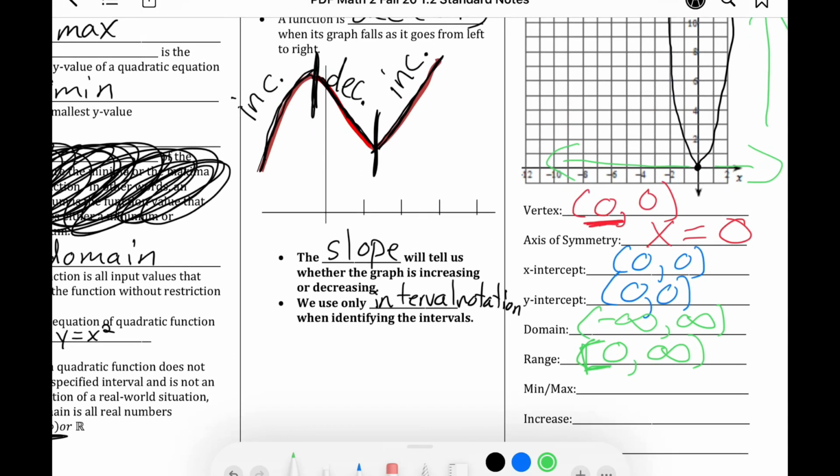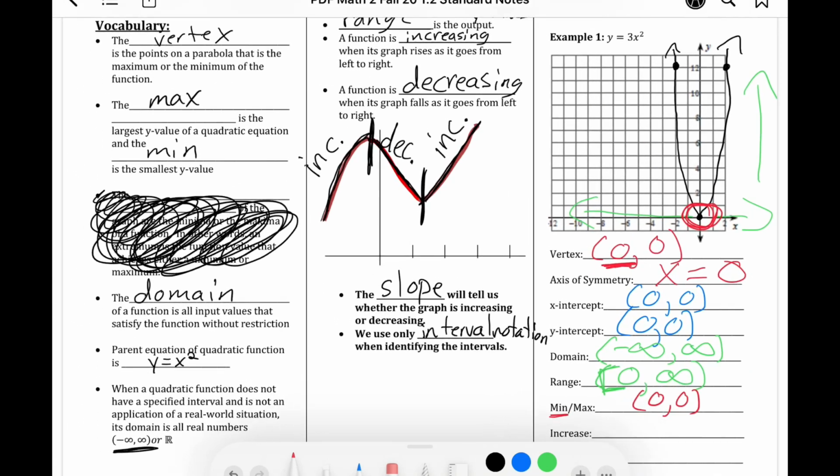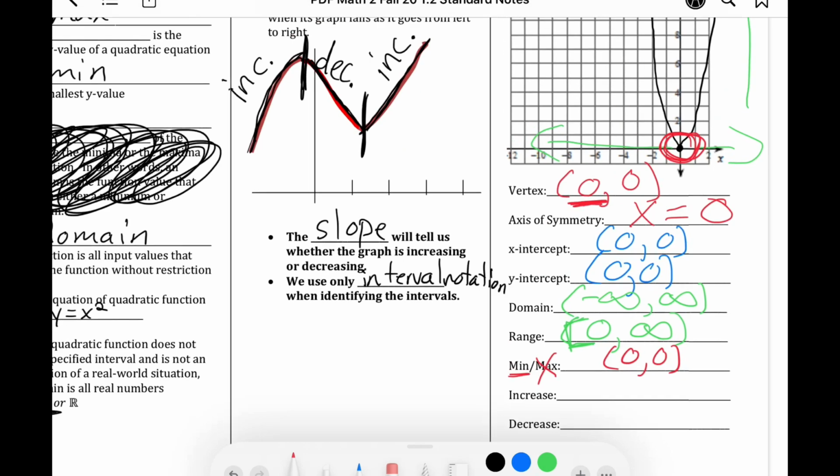Now, do we have a max or a min? Can we pinpoint our lowest point on our graph? Yes, we can pinpoint. This right here is our lowest point on our graph, and it is at 0, 0. And that is a min. Next question, can we pinpoint our highest point? No, this graph keeps going up forever and ever. So we cannot pinpoint it, so we do not have a max in this case.